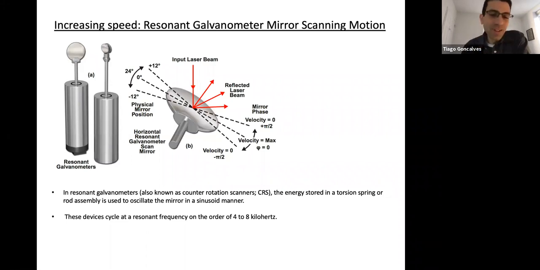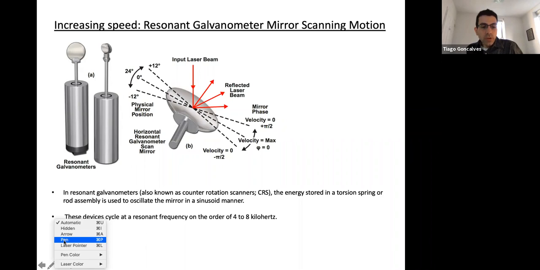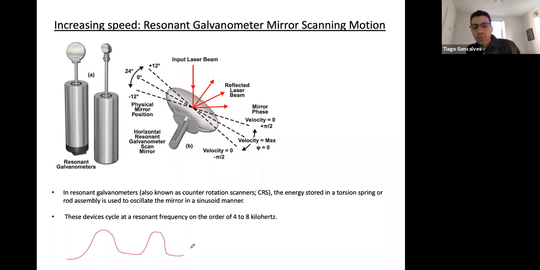One problem with this, though, is that these are resonant mirrors, and their motion is sinusoidal. So you have something like this. What's the problem with this? Can anyone guess what the problem with this kind of motion is, with this kind of sinusoidal scanning? Think about the linearity, how fast you're going.